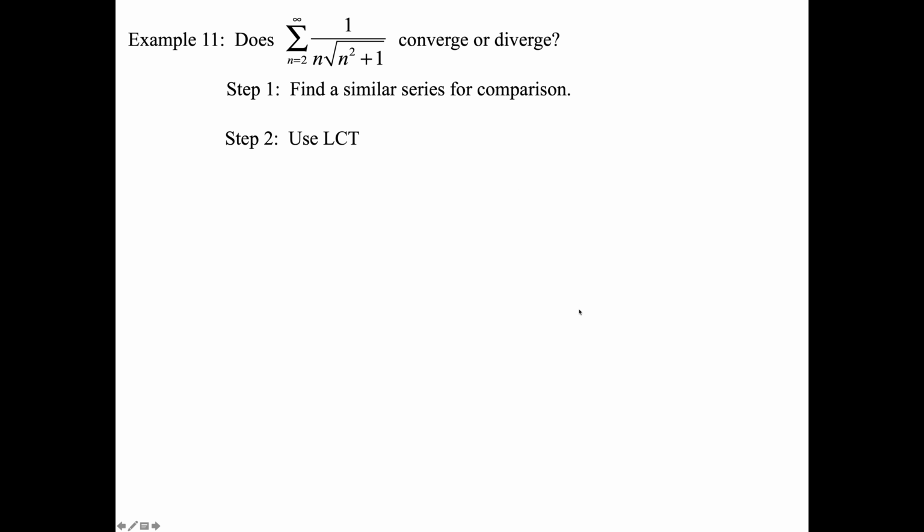Okay, number 11. Converge or diverge? Let's go ahead and find a similar series for this comparison. We probably want to get rid of the plus 1, which isn't going to do us any good. So that leaves me n squared on the inside. Taking the square root of n squared is n, times the n on the outside is n squared. So we're going to compare this to 1 over n squared, which by p series, 2 is greater than 1, which tells us this converges.